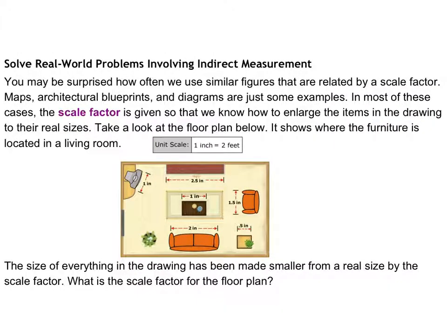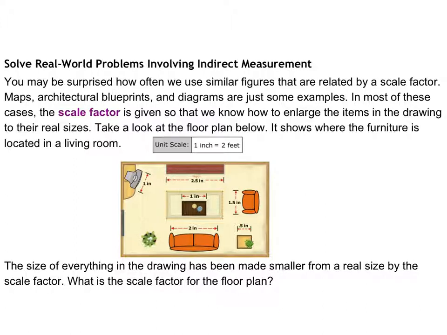You may be surprised how often we use similar figures that are related by a scale factor. Maps, architectural blueprints, and diagrams are just some examples. In most of these cases, the scale factor is given so that we know how to enlarge the items in the drawing to their real sizes. Take a look at the floor plan below. It shows where the furniture is in a living room. The size of everything in the drawing has been made smaller from the real size by a scale factor. What is the scale factor for the floor plan?